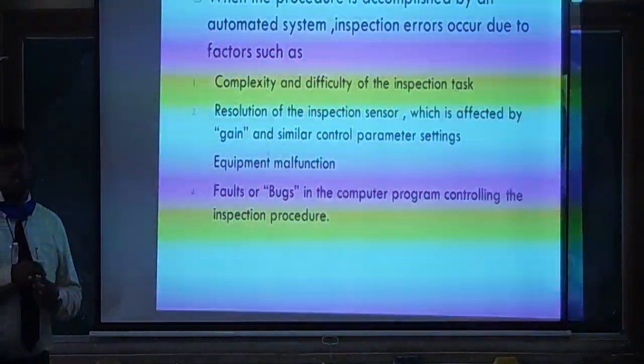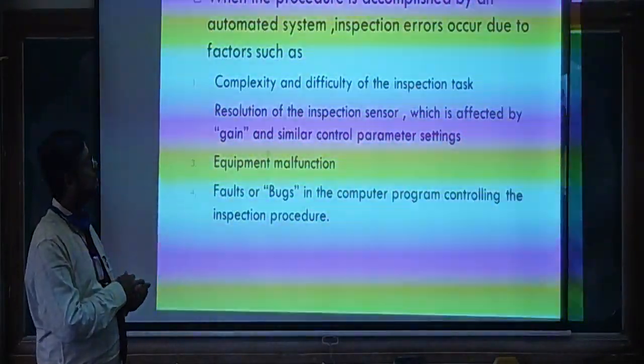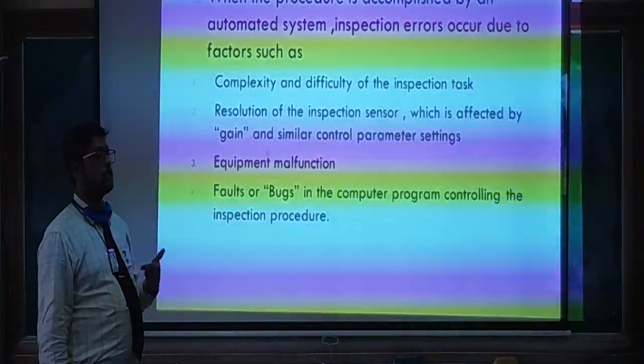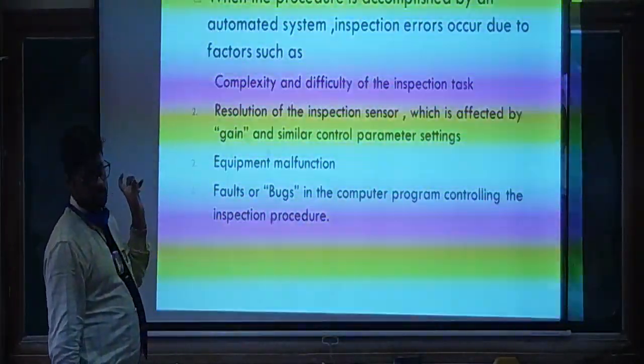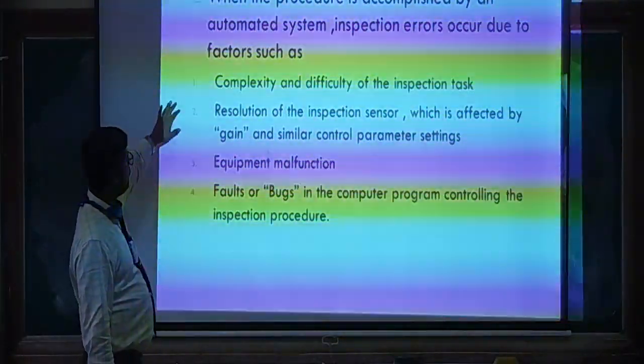When the procedure is accomplished by an automated system, inspection errors occur due to factors such as these. Just now we have seen about the manual inspection. Now we are seeing here the procedure accomplished by an automated system. So inspection errors occur due to these 4 factors.